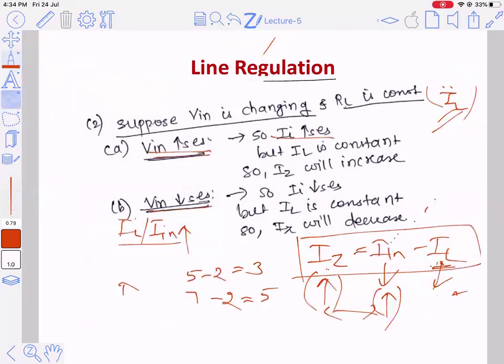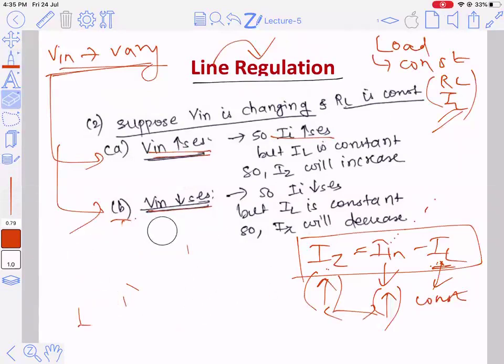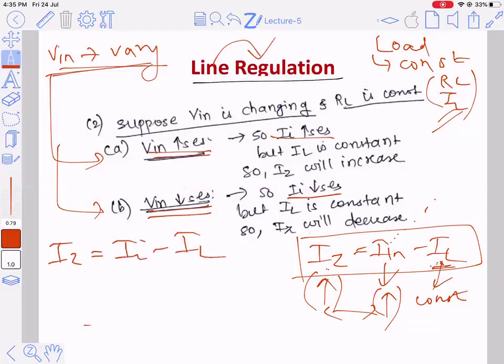What is the second case that we have? Vin decreases, then In also will decrease. So I have IZ equal to In minus IL. IL is constant, In is decreasing, so IZ will also decrease. If you look over here, both are going hand in hand.